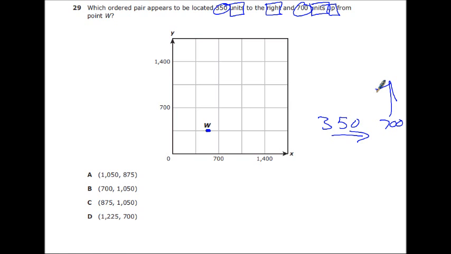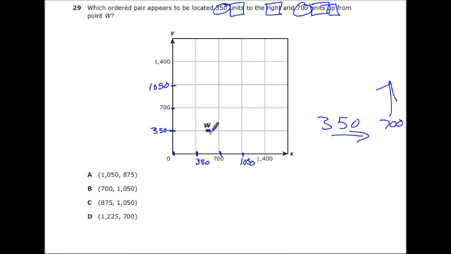Okay? So I notice here that on my x-axis, from line to line is 350, because two of them is 700. So the same deal. This is 350. Now from here to here is another 350, so that's 1,050.